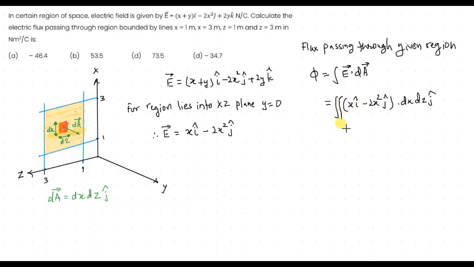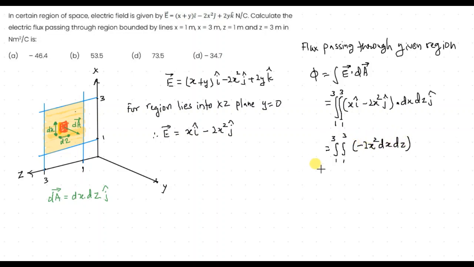Let us see what these two integrations give us. One integration is for the limit of x, from 1 to 3, and one is for the limit of z, also 1 to 3. Now let us take the product. I dot j is 0, so only the j dot j term survives, and the surviving term is minus 2x² dx dz.